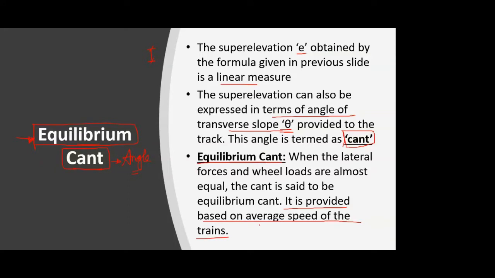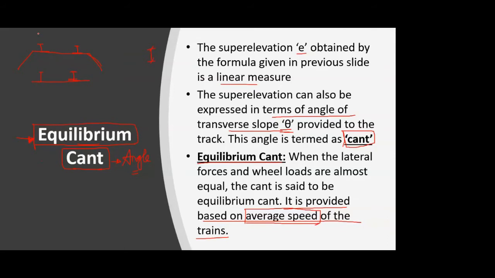It is provided based on average speed, but not always average speed. We'll be looking into that in a short while. So for now, just understand that whatever are the rails that you have, okay, these are the rails, and this is the sleeper. So in case of curves also, this might be a good one to show that you have a bit of a tilt.